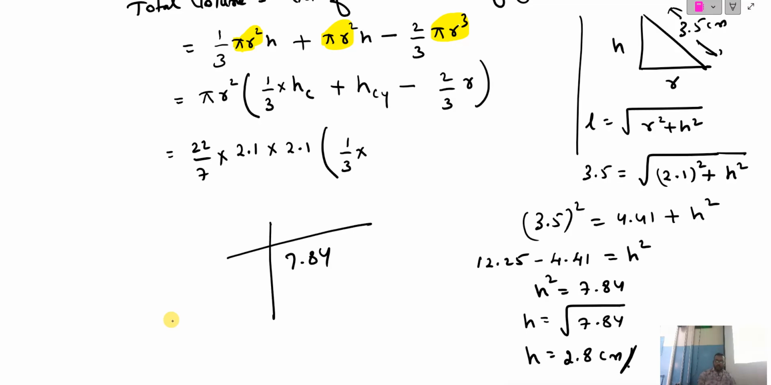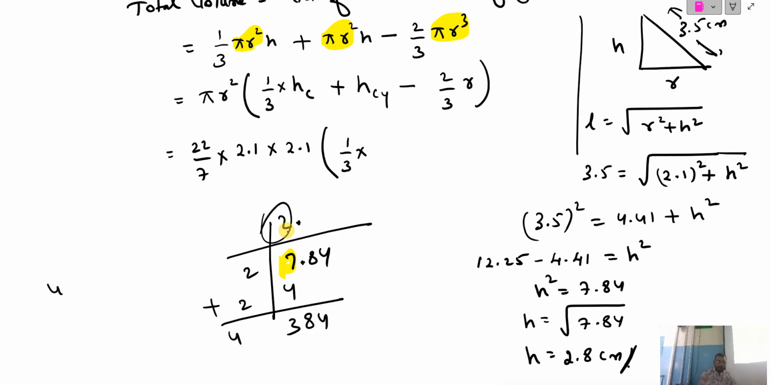7.84. Before the point, what is there? 7. Which is the number? 2 2s are 4, 3 3s are 9. We want 7, so we go with 2 2s are 4. 7 minus 4 is 3. Shift the point this side. This 84 gets down. Plus, multiply with 2. 2 plus 2 is 4.